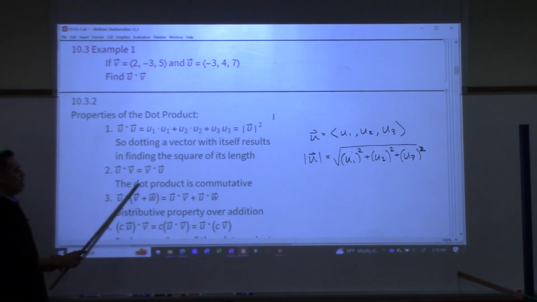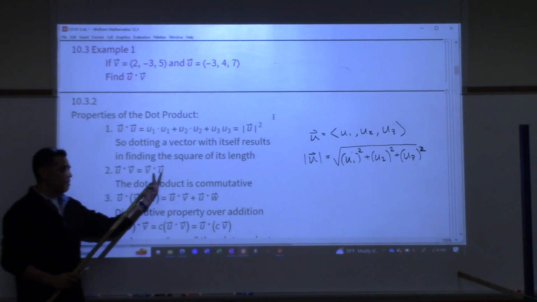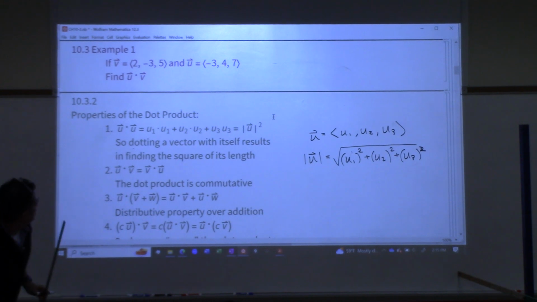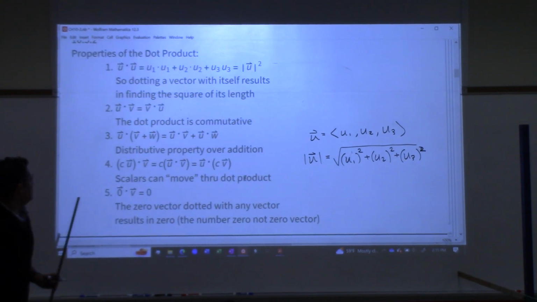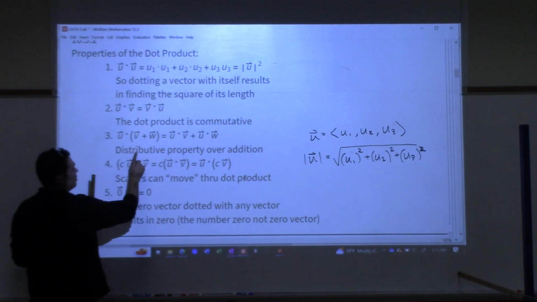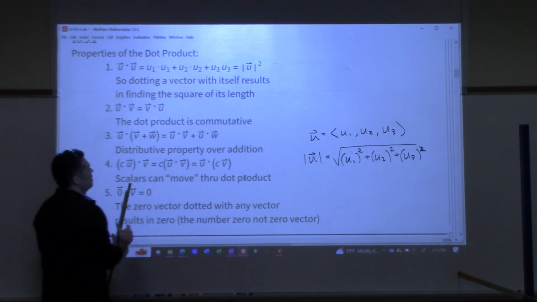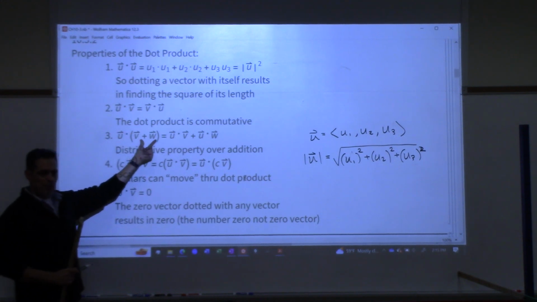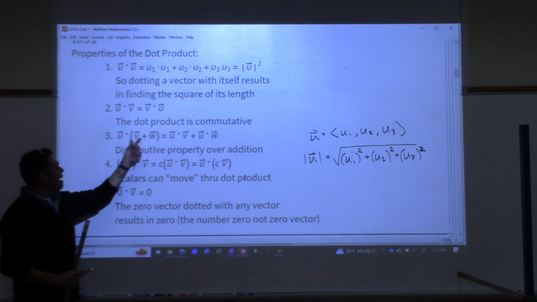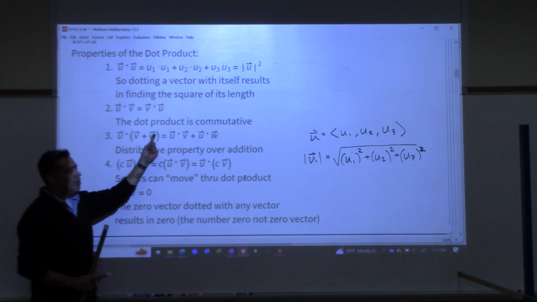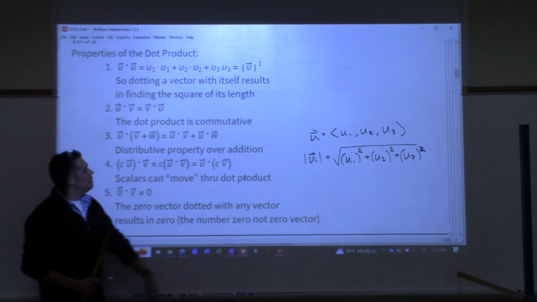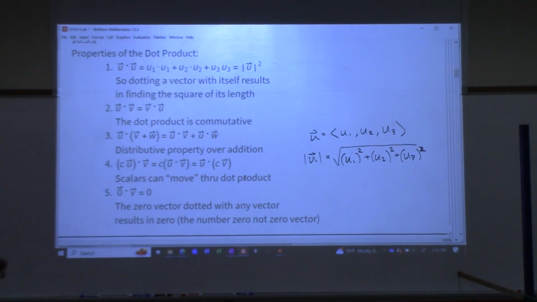This says that the dot product is commutative, so you can flip the order. That doesn't matter. And that's just because multiplication is commutative. The next property is that you can distribute over addition. So this is really weird. If you take a vector and dot it with the sum of two vectors, you're allowed to distribute the dot product through, and it'll become U dot V plus U dot W. We'd have to prove that more. We're just going to take it on faith at this point.